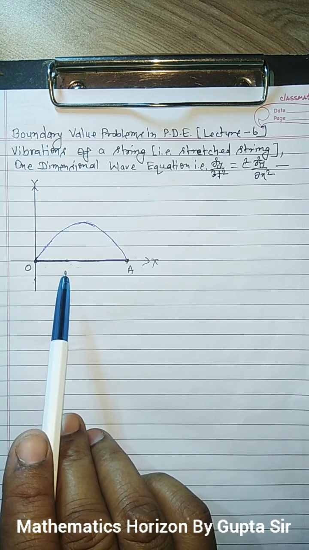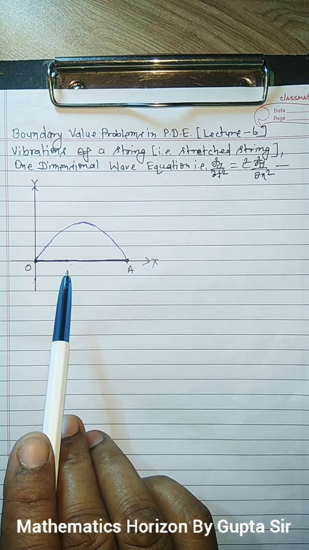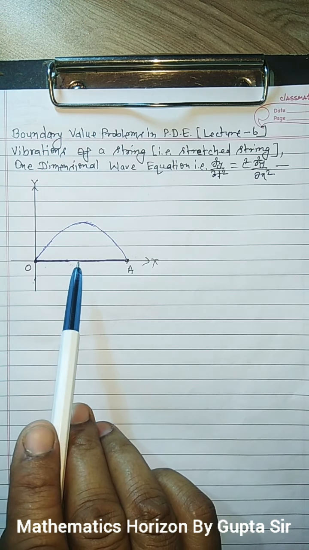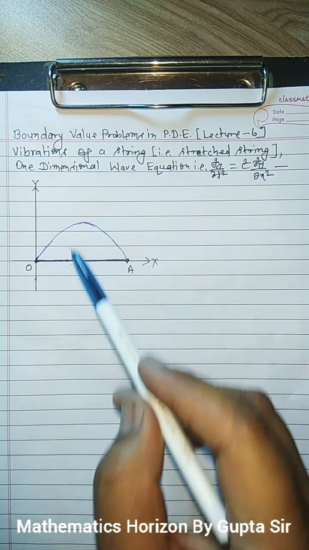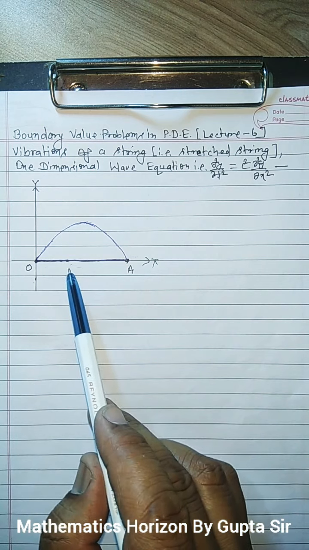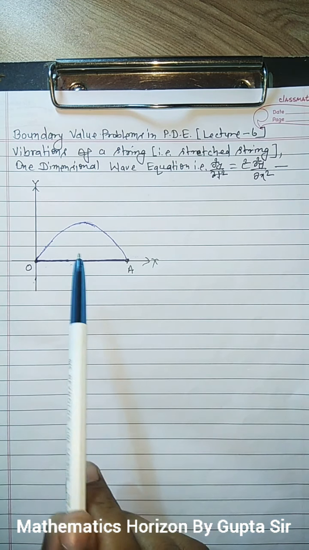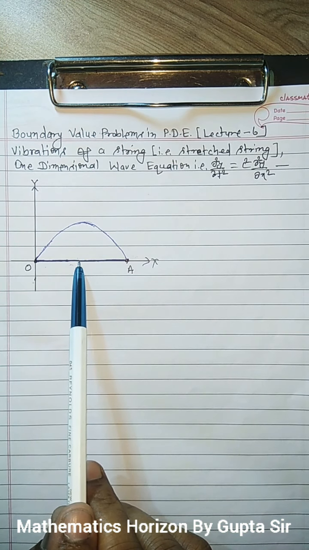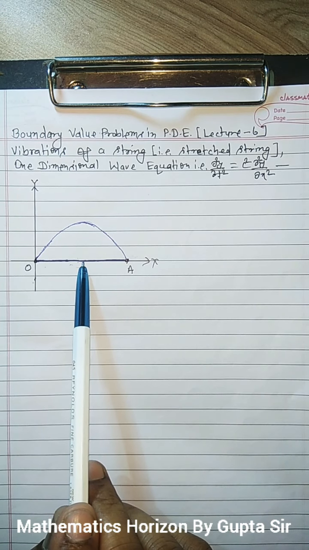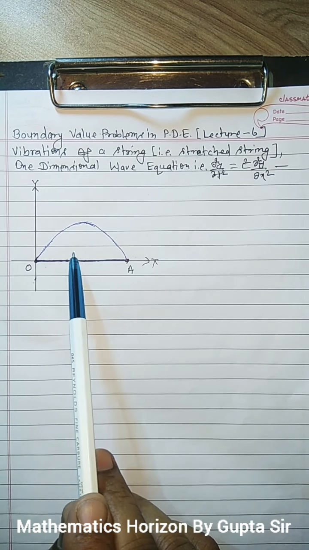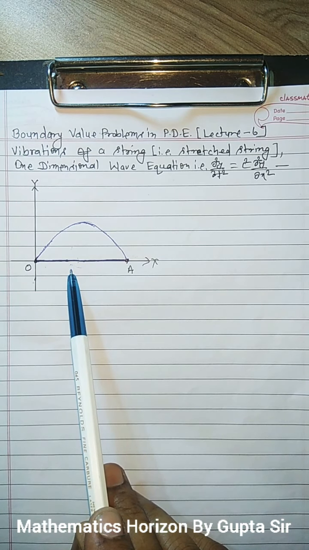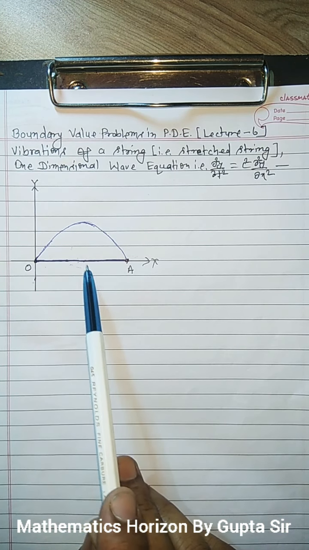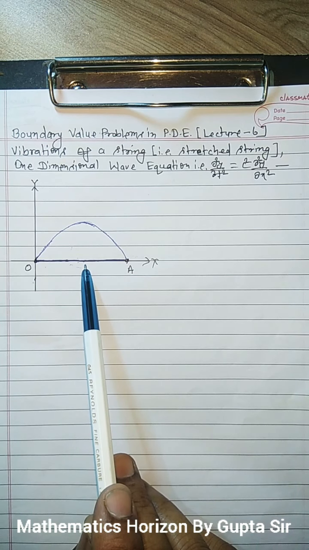And the fourth important assumption: when we slightly move this string, the displacement y and the slope ∂y/∂x are small, because the displacements are very small, so that their higher powers can be neglected.